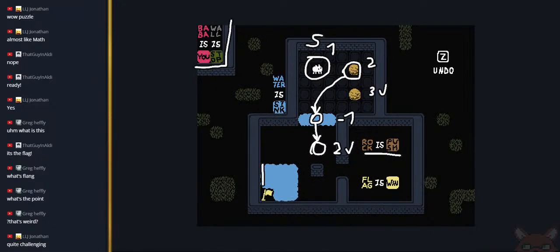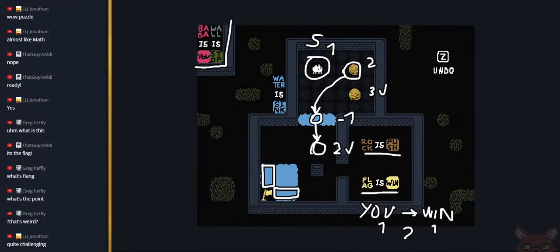In order to get through here, we need at least two objects. Because of FLAG IS WIN, an object that is YOU needs to be on top of an object that is WIN, which means we need one object and one object, a total of two objects. Two minus two ends us with the flag, which is only one object. So this does not work.